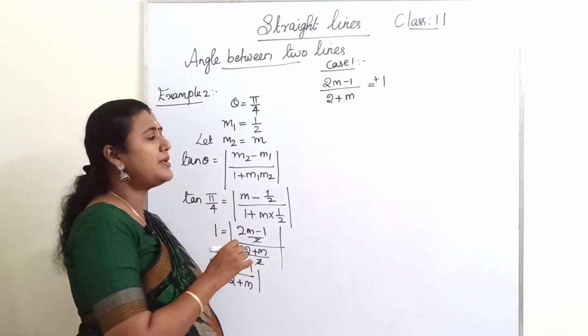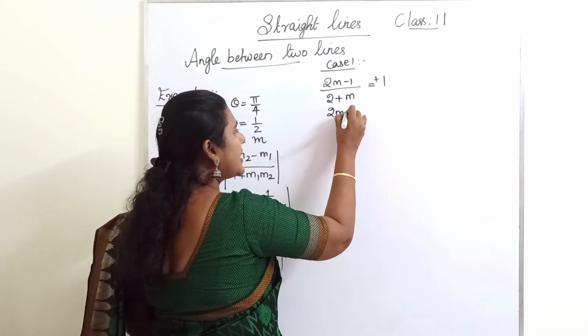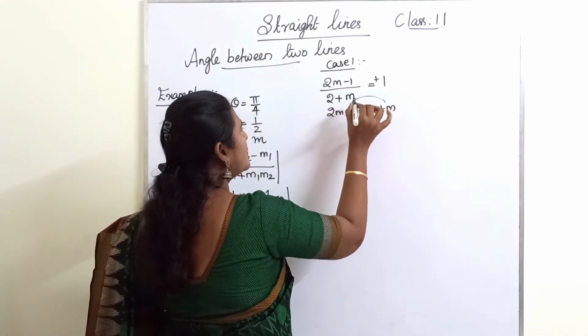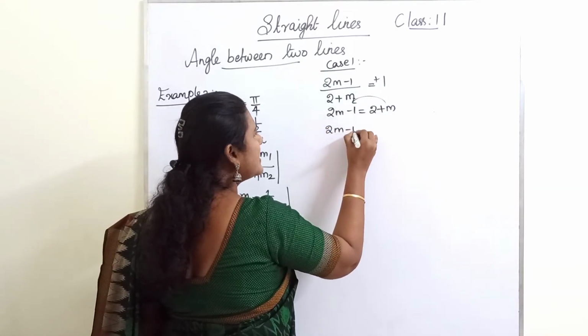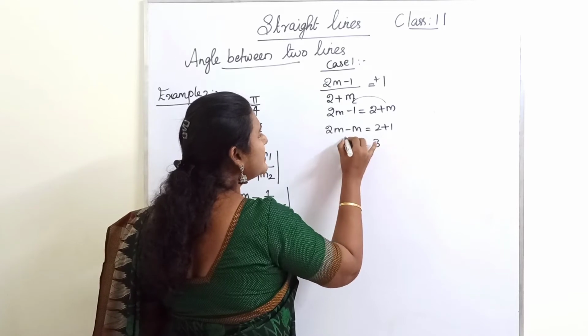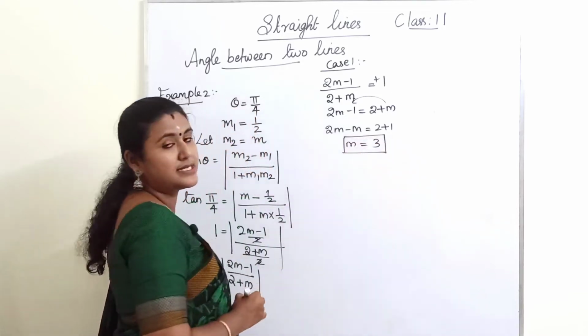We are going to simplify now. So 2m minus 1 is equal to 2 plus m. We will take m to this side. So 2m minus m is equal to 2 plus 1. So the value of m is equal to 3 in the first case.